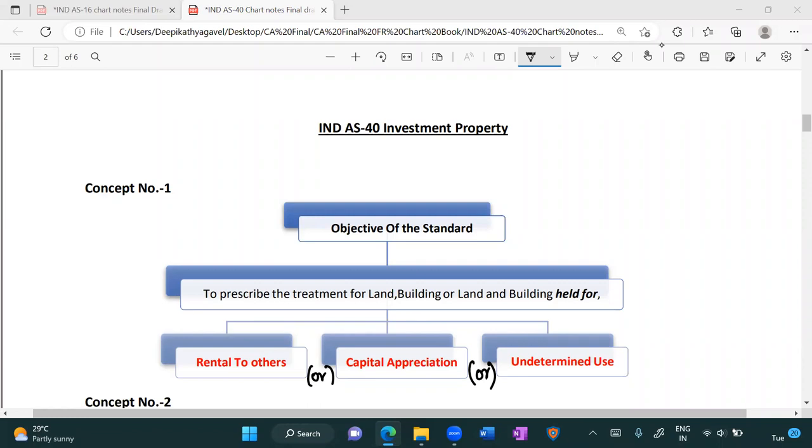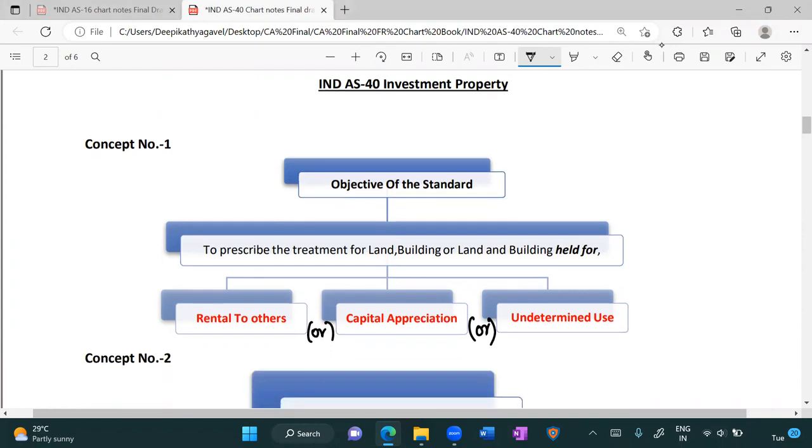Today we'll be revising IND AS 40 investment property. The objective of this video series is to provide you a pilot view of the entire standard in the least time possible. For this purpose, we have divided the various principles in the standard into concepts, so it becomes easier for you to quickly revise it by yourself. So without any further delay, let's get into the revision of IND AS 40 investment property.